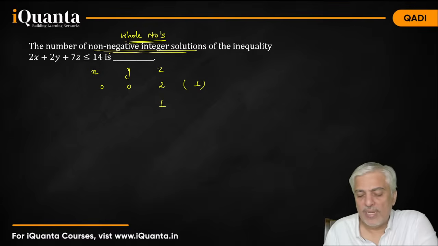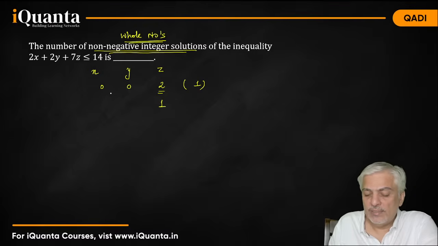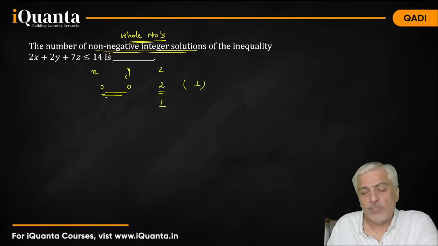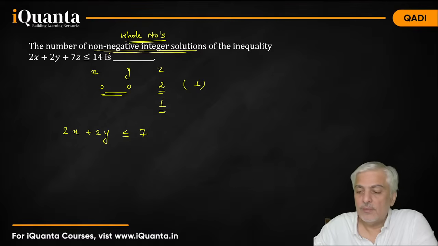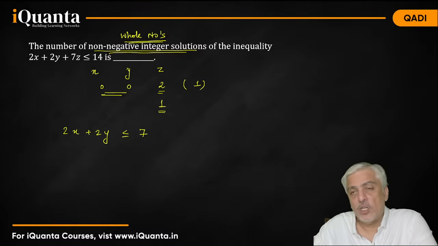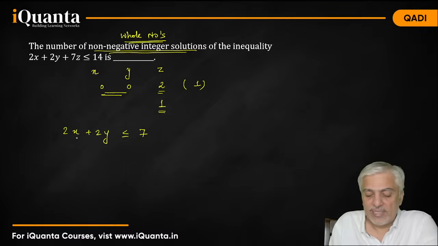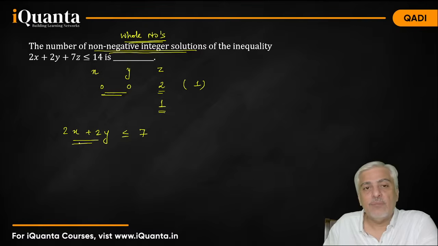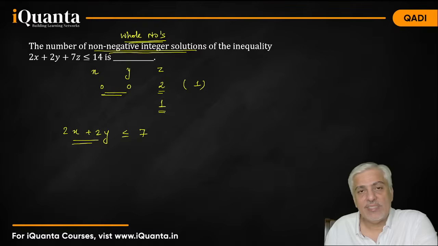Now, I hope you realize that when z is 2, the other both are 0. That's one case. What about when z is 1? When z is 1, what will happen? I will get 2x plus 2y less than or equal to 7. It cannot be equal to 7 because this is definitely even. Even numbers' total cannot be 7. So 2x plus 2y can be 6, 4 or 2 or 0 also.